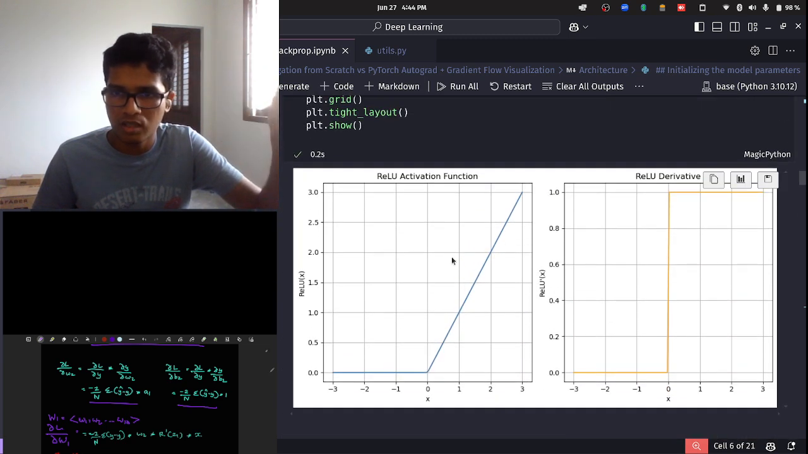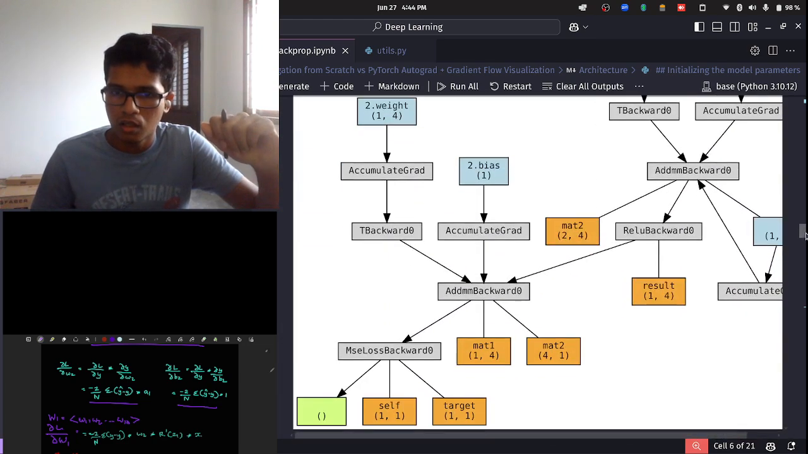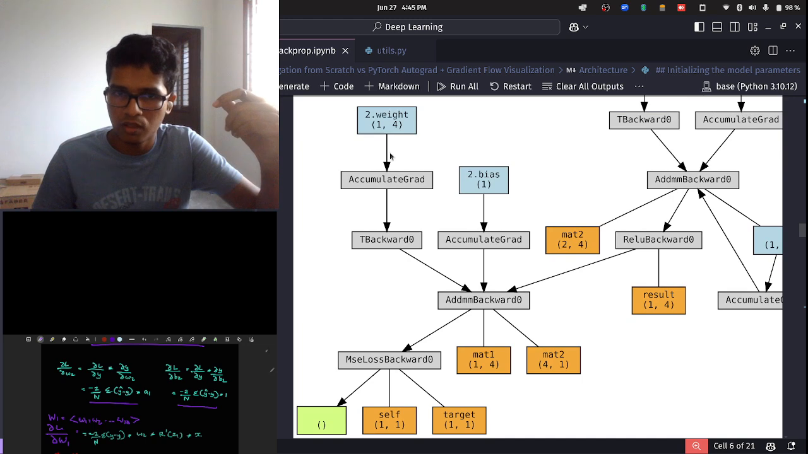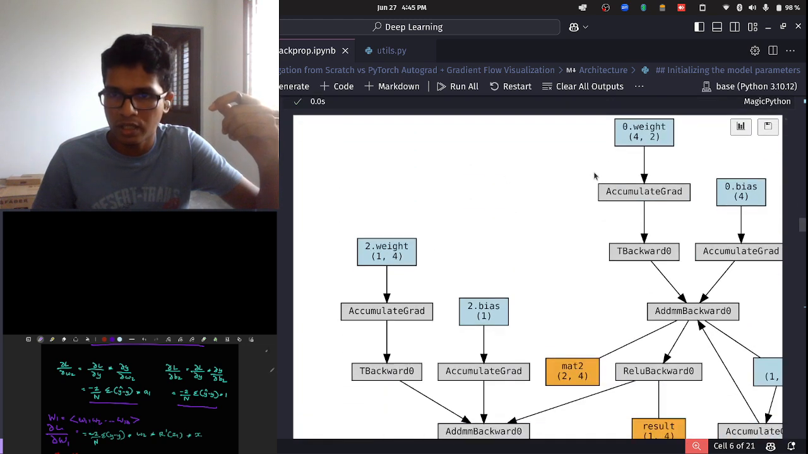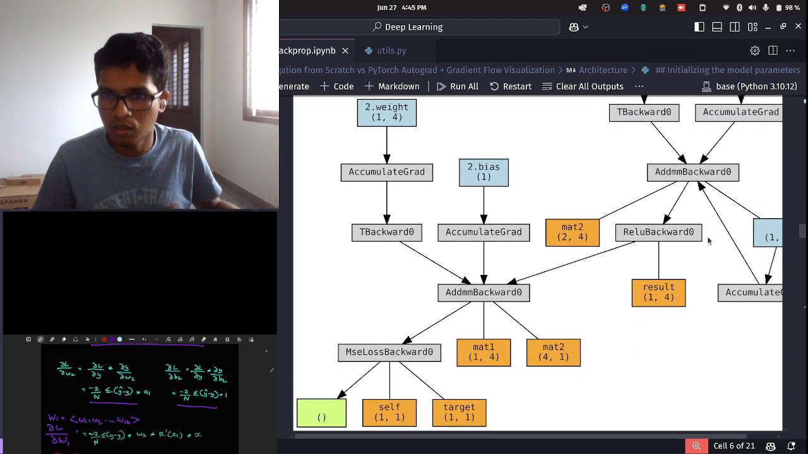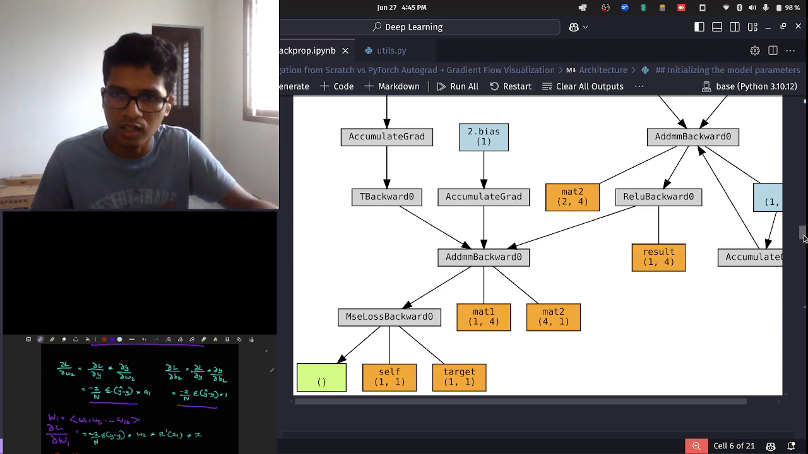This is the ReLU activation function and the corresponding derivative. And this is how the gradient looks. So this is the computational graph. It implies what happened in the forward pass, and how we are calculating the gradient accumulation going backwards, and are able to find the gradient for each particular parameter.